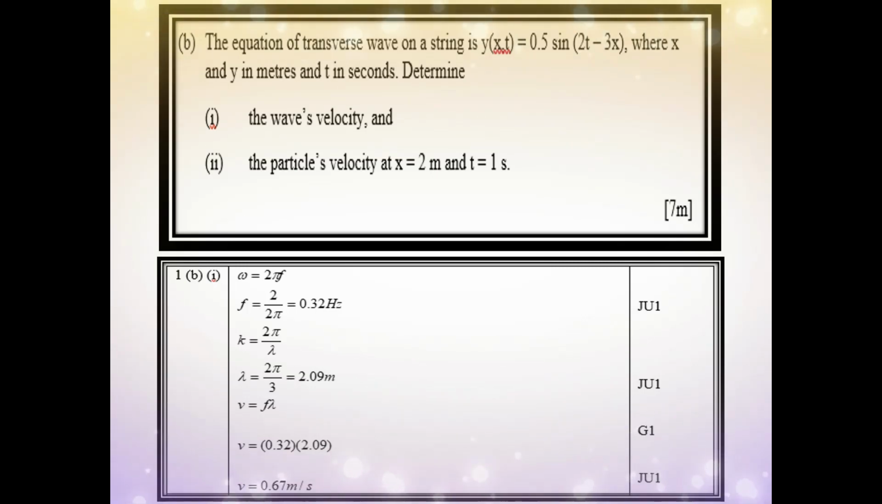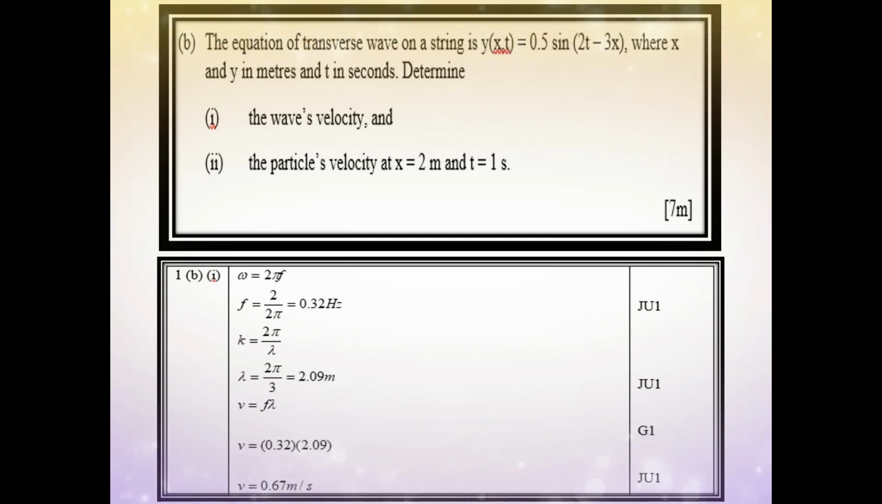Okay, let's continue with question B. The equation of transverse wave on a string is y equal to 0.5 sin(2t minus 3x), where x and y in meter and t in second. Determine for question number 1, wave velocity. And for question number 2, particle velocity at x equal to 2 and t equal to 1 second.